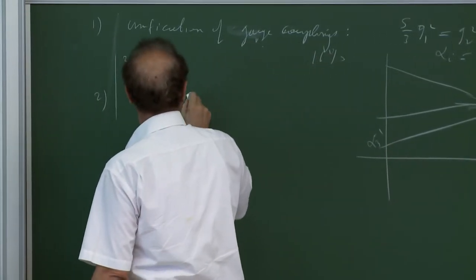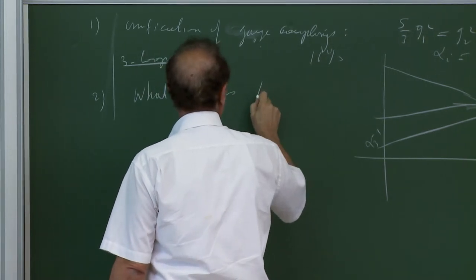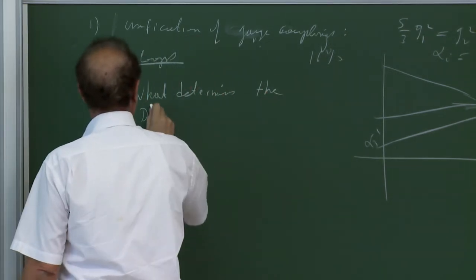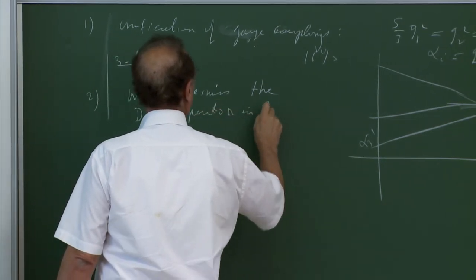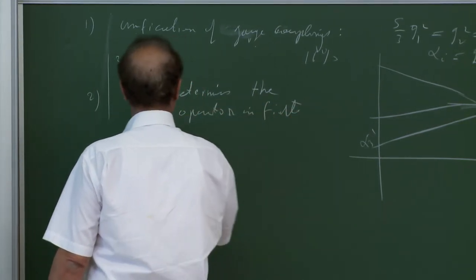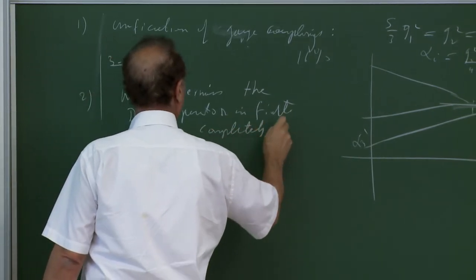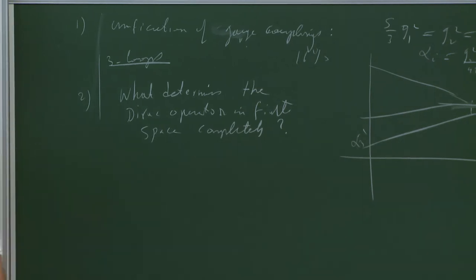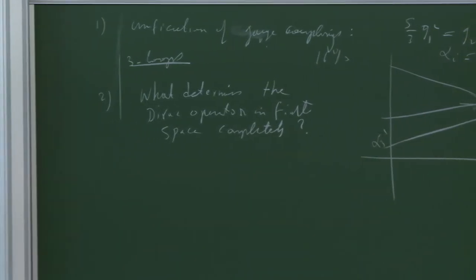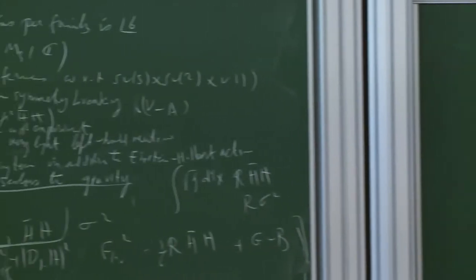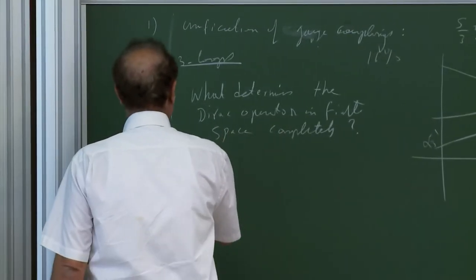What determines the entries, let me say, what determines the Dirac operator in the finite space completely? This is a big question, but if one can do that, you have really a full-scale prediction of everything that is observed. The number of generations also, we have nothing to say about.